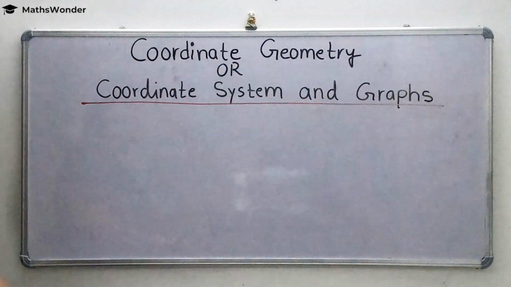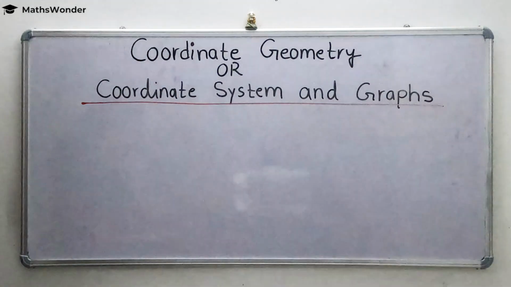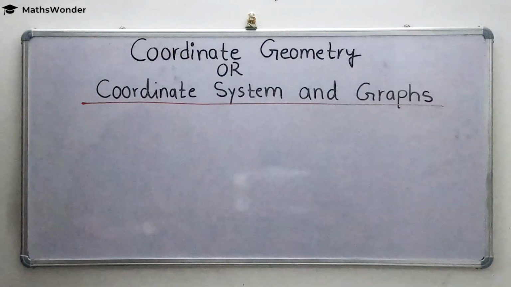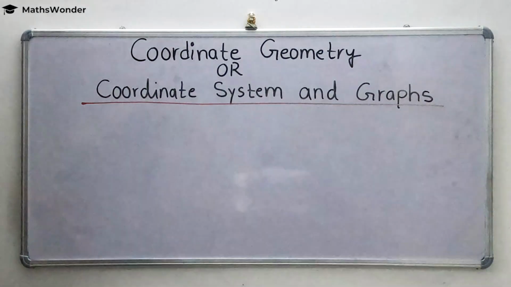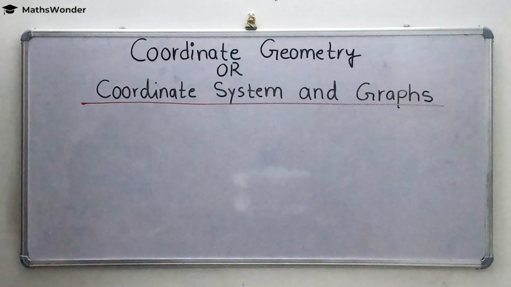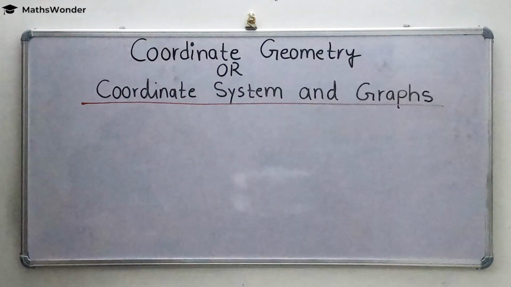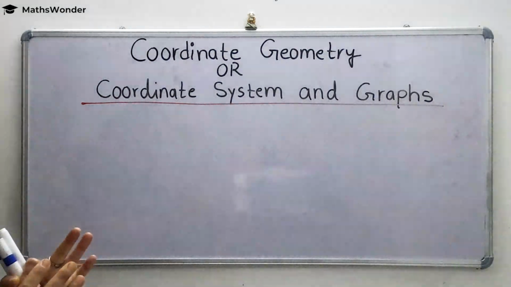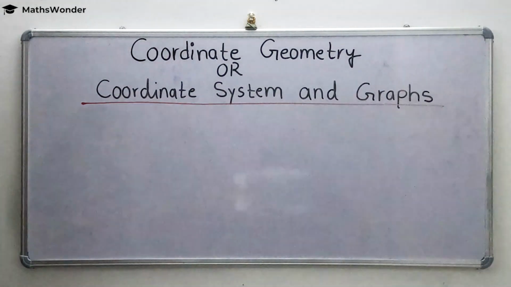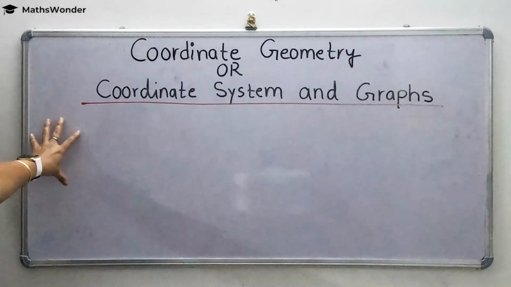So the topic is coordinate geometry or coordinate system and graphs. In this topic, we shall review the concept of locating a point on a plane. In the Cartesian plane, solving some geometrical problems using concepts of algebra is known as coordinate geometry. Also, we shall learn to draw the graph of linear equation in two variables. So this we will learn in this topic.